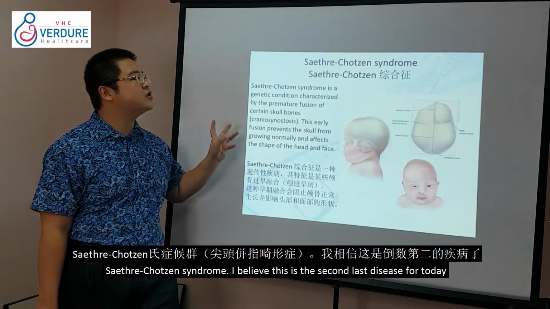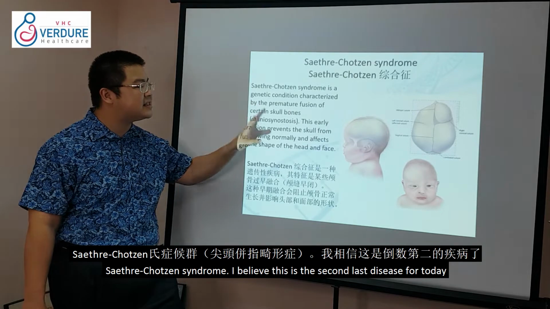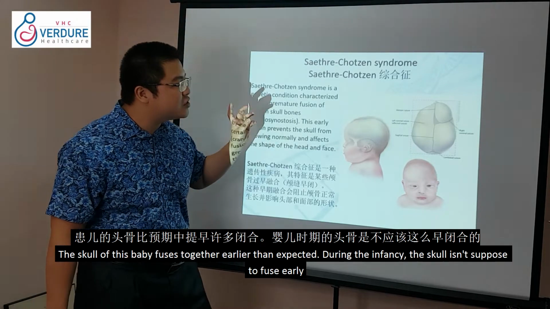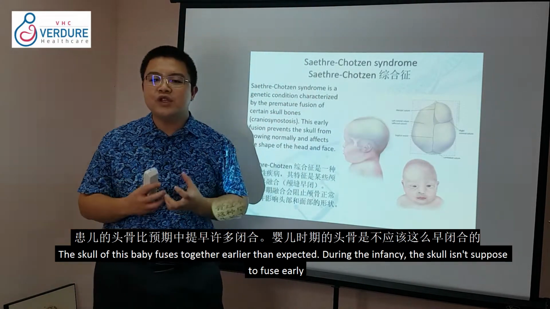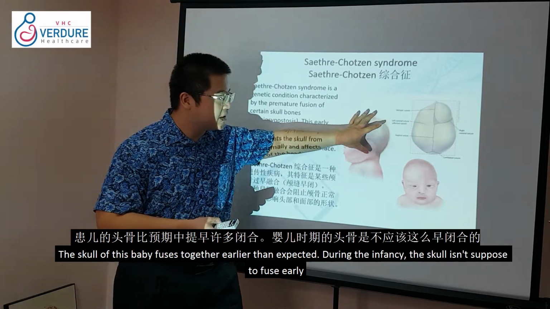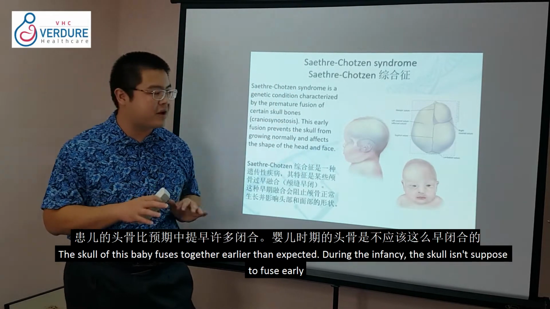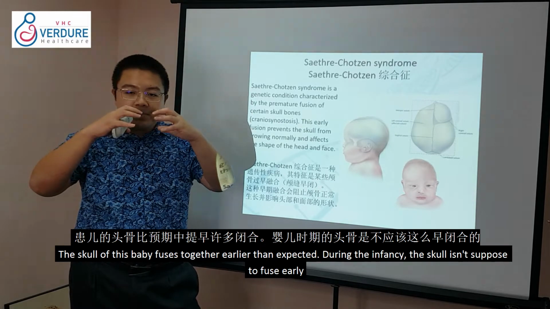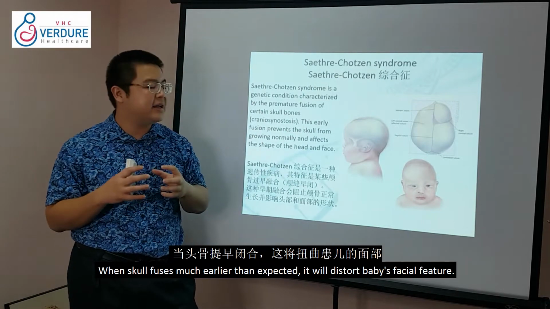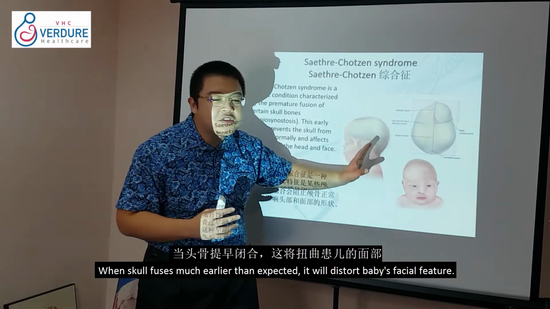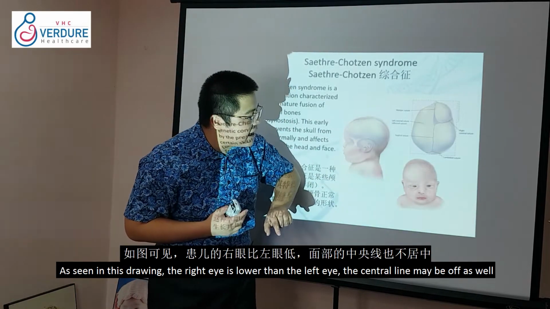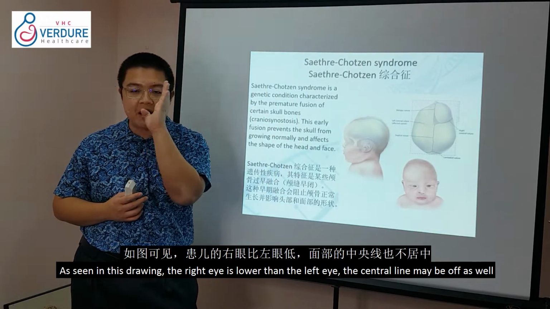Okay, so this is Jobson Syndrome. Sorry, I believe this will be the last disease we talk about. What happens is that the skull of this baby gets fused together earlier than expected. During infancy, when the baby is still very young, the skull is not supposed to fuse together that early. But if it fuses much earlier than expected, it's going to distort the facial features. As you can see from this drawing, the right eye is lower than the left eye, and the central line might be off as well.